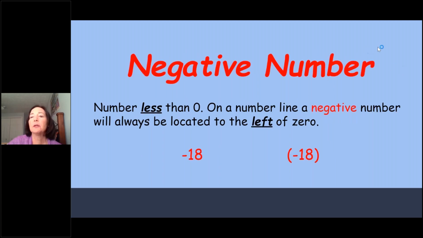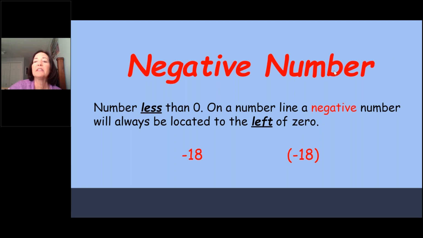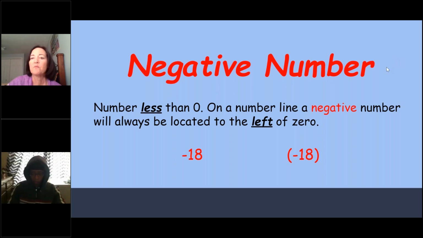Next vocabulary term is negative number. That's any number less than 0. On the number line, those numbers will always be to the left of the 0. You will always see negative numbers written one of these 2 ways: negative 18, or in parentheses to distinguish it from minus 18.